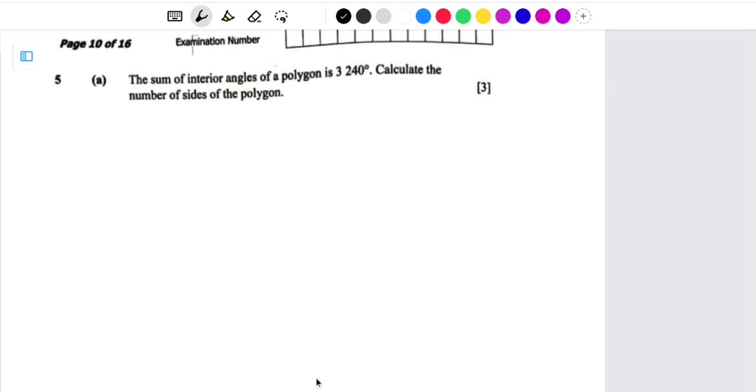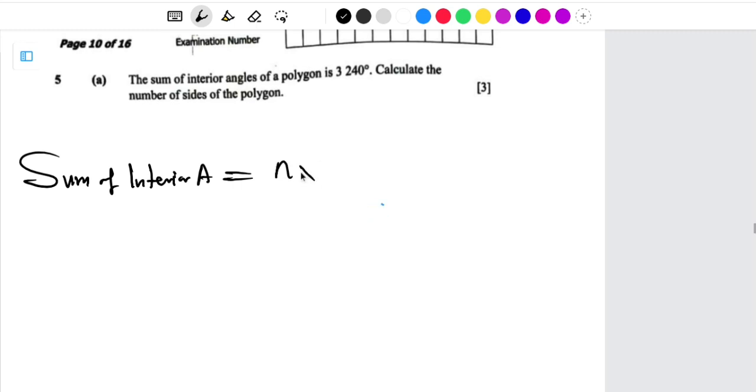Okay, question 5. So question 5, it is saying the sum of interior angles of a polygon is 3,240 degrees. Calculate the number of sides of polygon. So what you have to know here is that sum of interior angles is going to be equal to n minus 2.